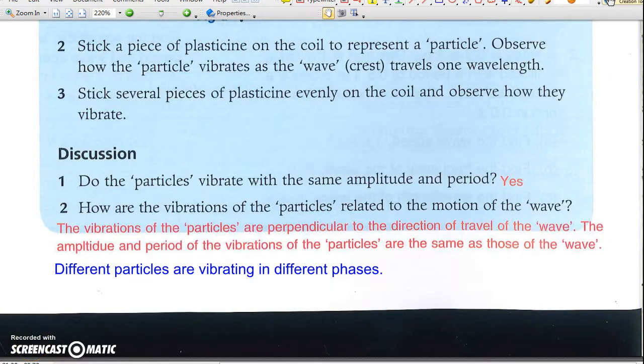You may also notice that several plastic pieces on the coil also vibrate about their own equilibrium positions, with the same frequency, same period, and same amplitude of vibration, but at slightly different times. We say that they are vibrating in different phases.